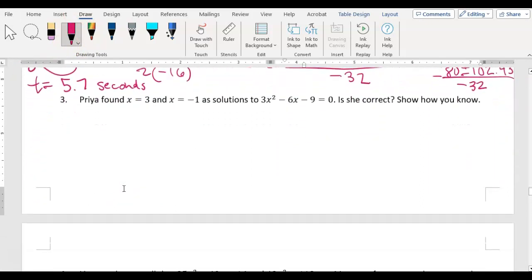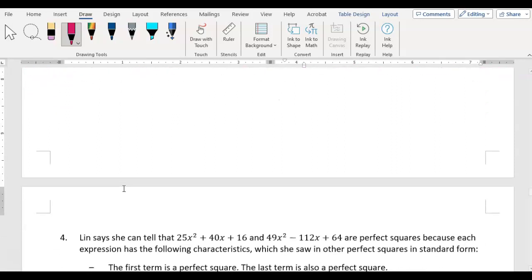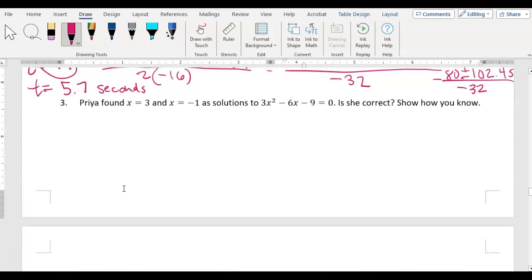All right, number 3. Priya found x equals 3 and x equals negative 1 as solutions. Is she correct? Show how you know. So for number 3, you can solve this any way that you would like. You can factor it, you can complete the square, or you can use the quadratic formula. It doesn't matter. But you want to prove that 3 and negative 1 are solutions.